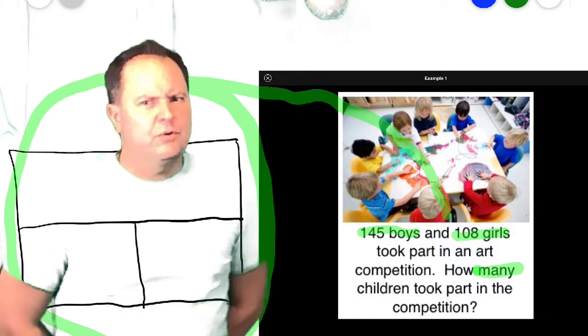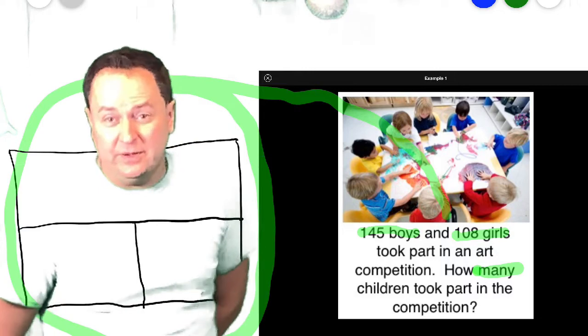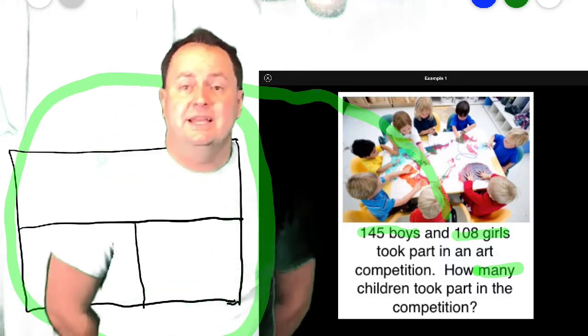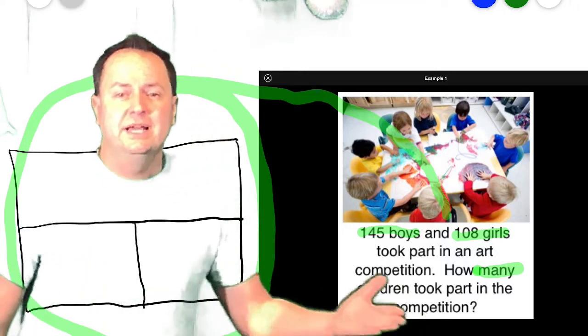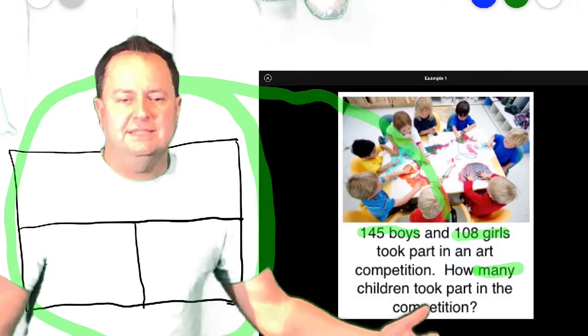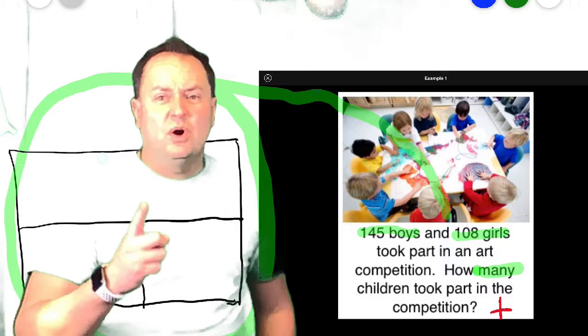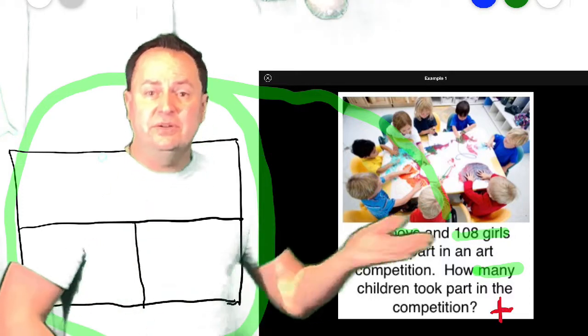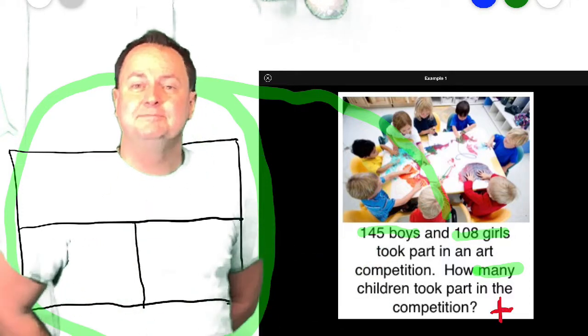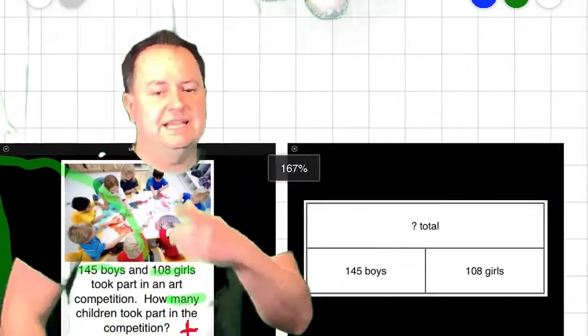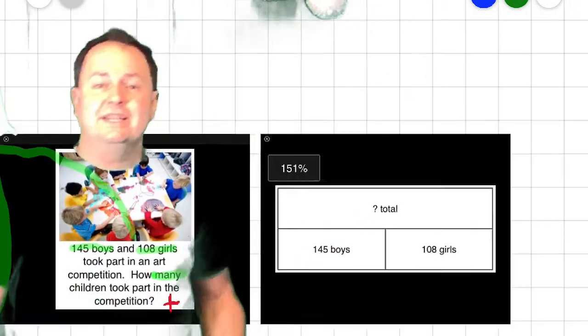All right. Were you able to find the right spot to put those? You know, it's all in the wording. Right here where it says, how many children took part in the competition? So, what did you need to do with the two numbers you had? Well, since it was saying girls and boys, you needed to add them together.